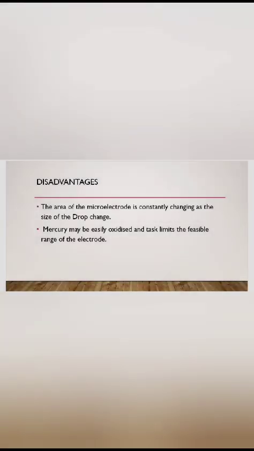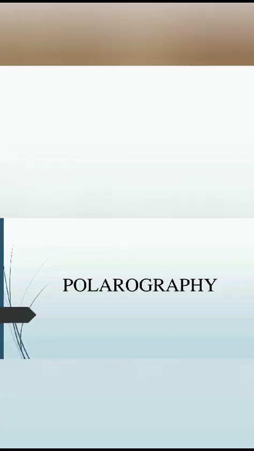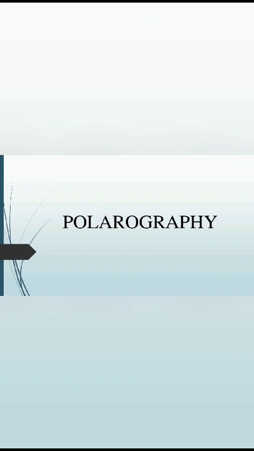Now we see about the disadvantages of polarography. The area of the microelectrode is constantly changing as the size of the drop changes. Also, mercury may be easily oxidized, and thus it limits the feasible range of the electrode. These all cover polarography, like the significance, principle, advantages and disadvantages, and instrumentation of polarography. This is everything about polarography.